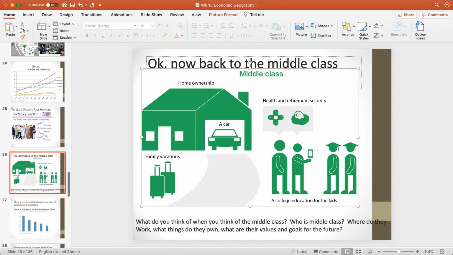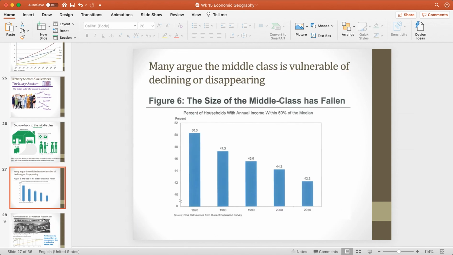All right, we're rounding the end here. So since the 2008 recession, but it really became mainstream in terms of politics in 2016, there is this concern that the middle class in the United States is vulnerable and is shrinking. So we're losing the middle class, and this could lead to the generations that follow the baby boomers being working poor or living paycheck to paycheck. So it says the size of the middle class has fallen from 1970 to 2010.